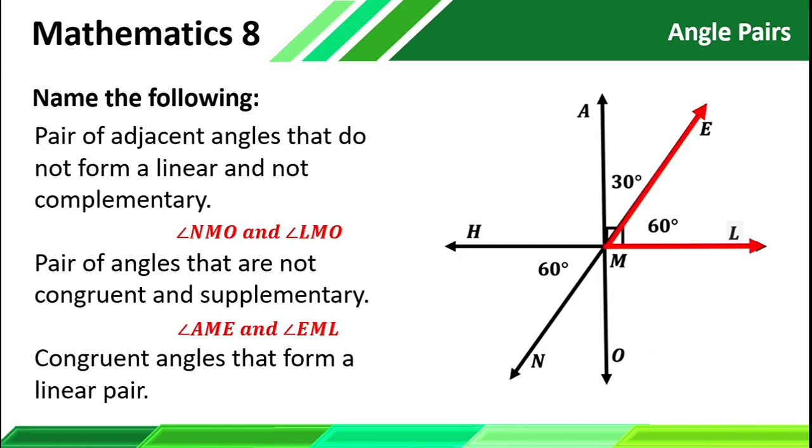Next, let's name a pair of angles that are not congruent and not supplementary. So I have here angle AME and angle EML. As you can see here, these two angles are not congruent because they have different measurements.